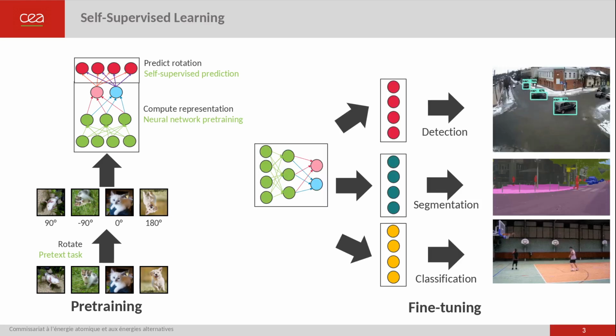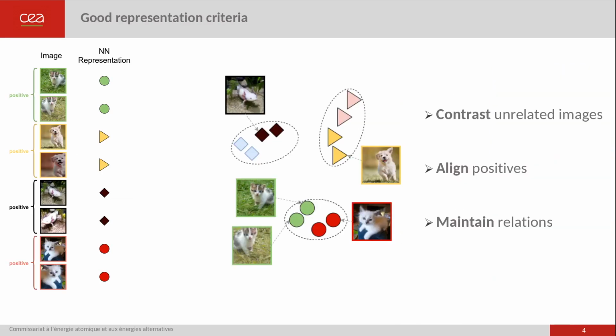The different pretext tasks shape how the representation is built, which can improve or worsen fine-tuning. A good representation should be able to contrast unrelated images, align positive views, which are views of the same base image, and maintain relations among the different images.